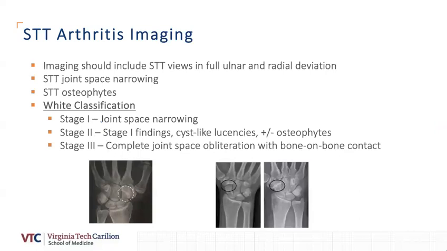On imaging, you should include STT views and full ulnar and radial deviation. And you will see STT joint narrowing and osteophytes. The classification used here is the White classification. In stage 1 disease, you'll have joint space narrowing. In stage 2 disease, you'll also develop cyst-like lucencies, plus or minus osteophytes. And then in stage 3, you have complete joint space obliteration with bone-on-bone contact.